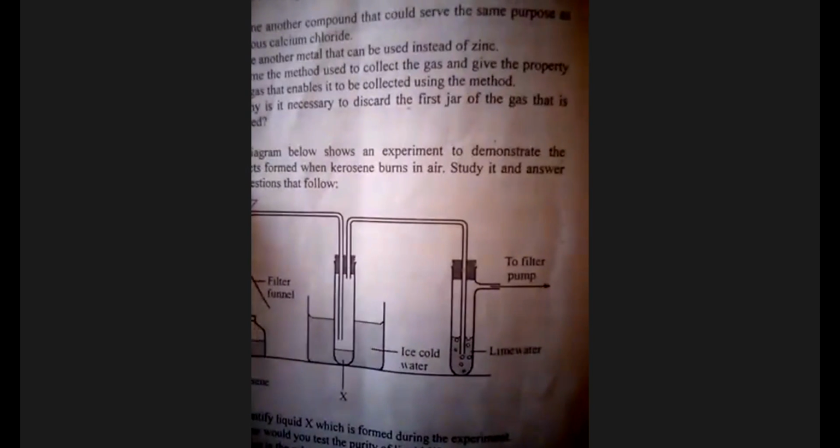Name the method used to collect the gas and give the property. The method of gas collection said it can be collected by upward delivery, over water, because upward delivery, because it is less dense than air.